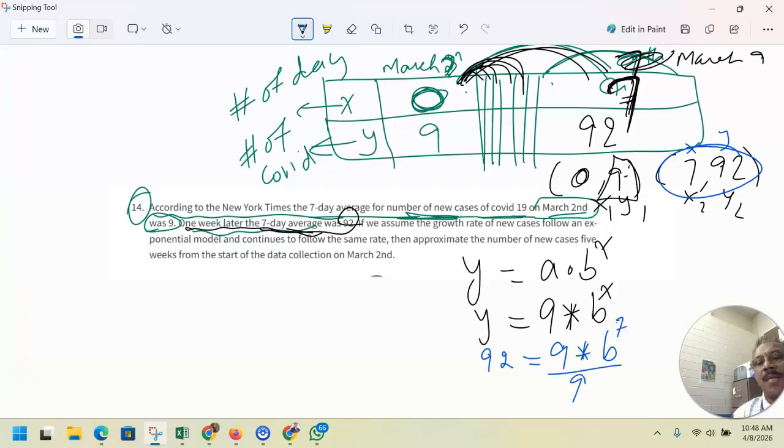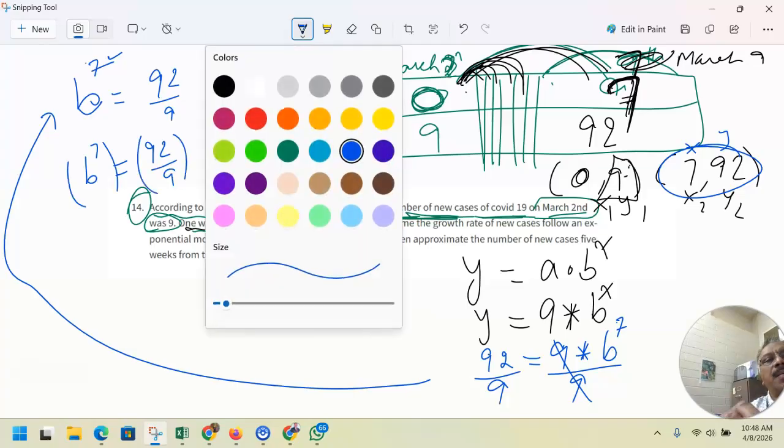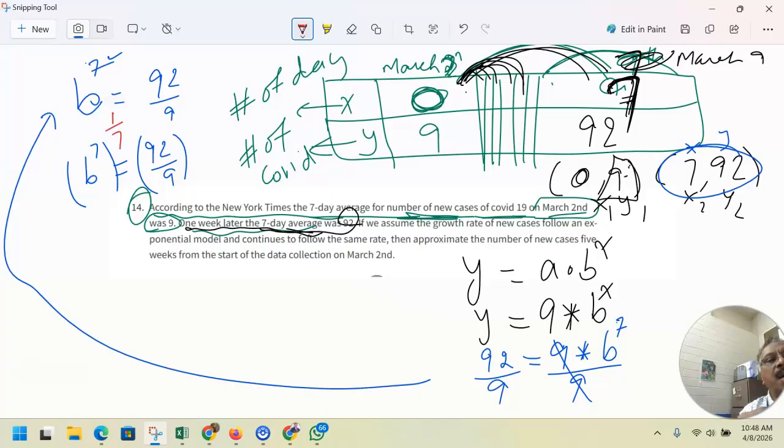So divide by 9, this crosses out, and you get, let me put this directly here, b raised to 7 is 92 divided by 9. And now you have to get rid of this. If you want, I'm writing the step one more time for those who want to see how it works. Both are raised to the power 1 over 7. So this 7 and 7 cross out. And you put this in the calculator.